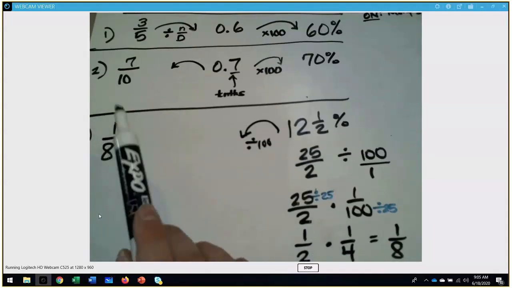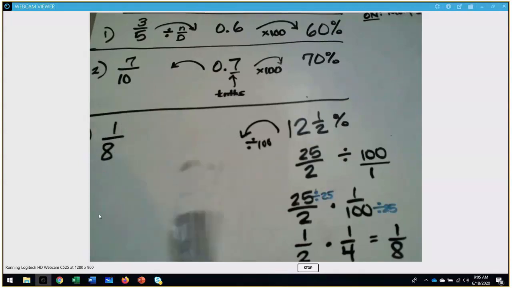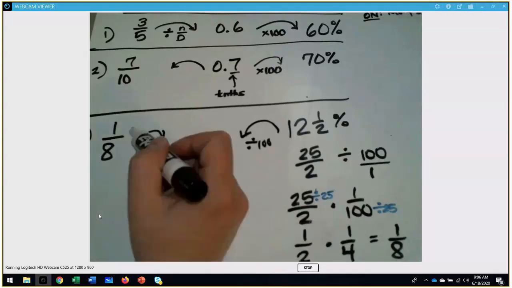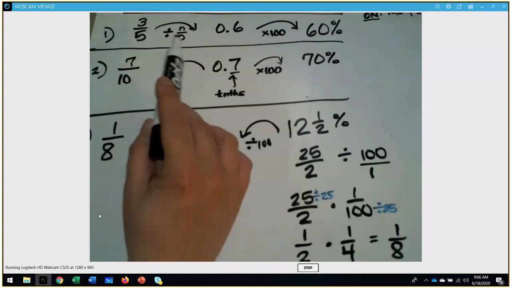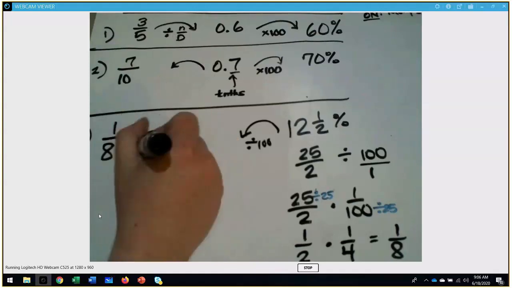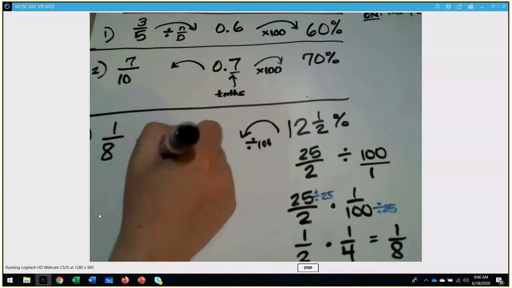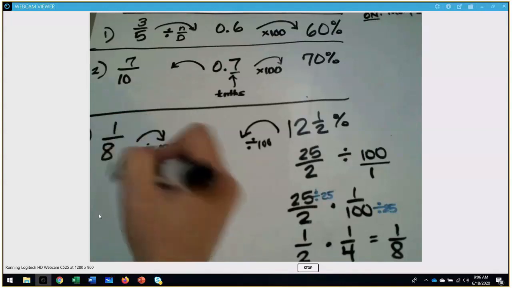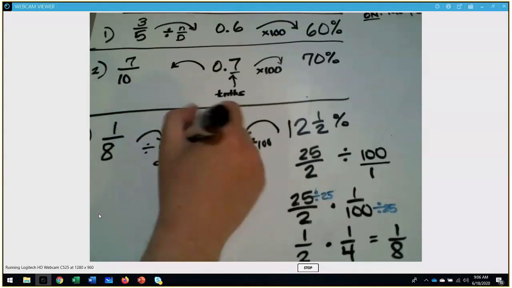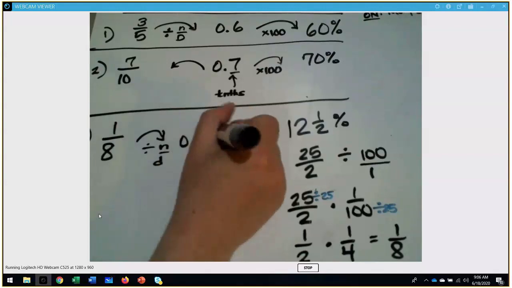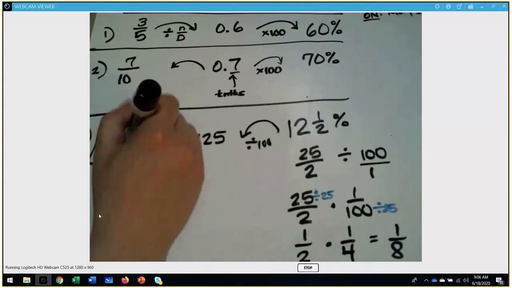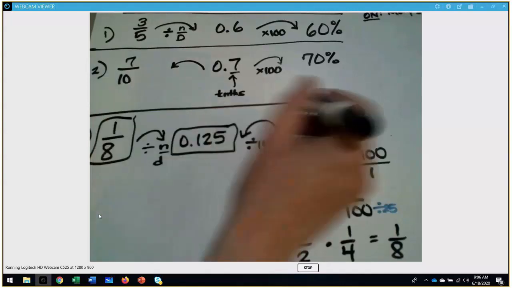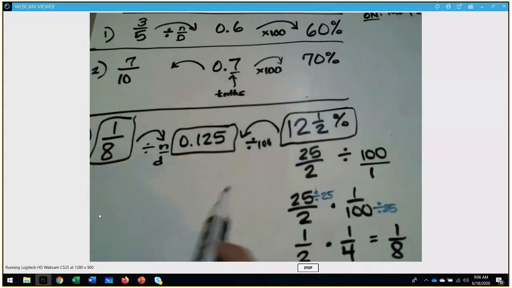So now let's talk about how I would go to decimal form from here then. I'm just going to divide numerator by denominator, just like we did right here. So 1 divided by 8 is that in decimal form. So here's my 3 answers for that row.